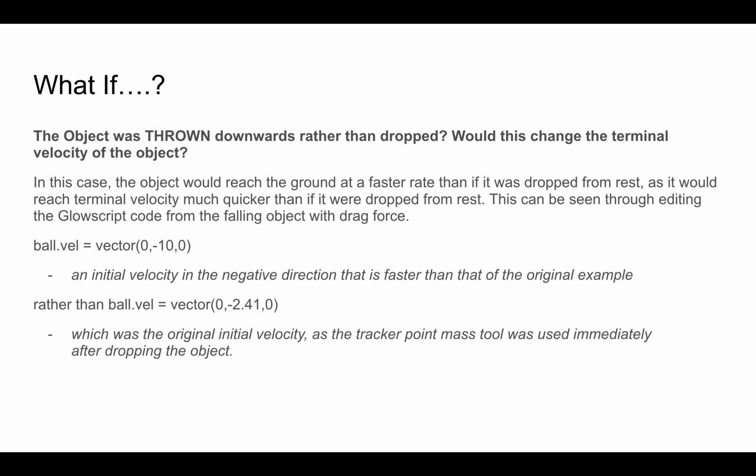So what if the object was thrown downwards rather than being dropped? Would this change the terminal velocity of the object? In this case, the object would reach the ground at a faster rate than if it was dropped from rest, as it would reach terminal velocity much quicker. This can be seen by editing the GlowScript code from the falling object with drag force. Rather than having this be the initial velocity, we would set it to something much faster, like negative 10 meters per second in the y direction.